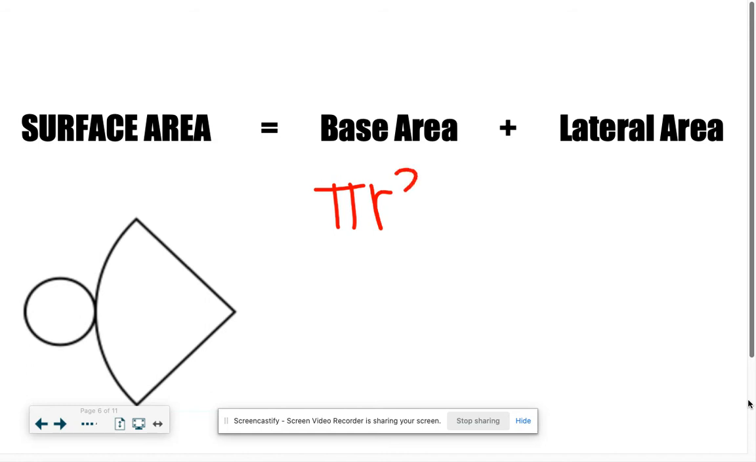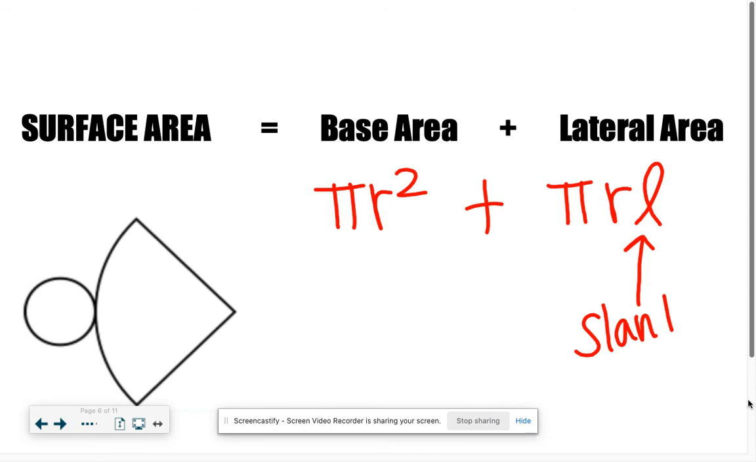Now they'll wrap around this lateral cone, this fan looking thing. It's pi times your radius times your slant height. What's nice about today is you just plug into that formula. And then how do you find the slant height? If you have to find your slant height, you'd have to do the Pythagorean theorem. That's not hard, it's just one extra step.